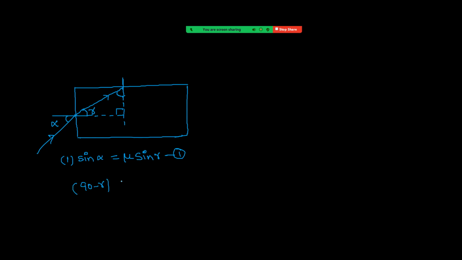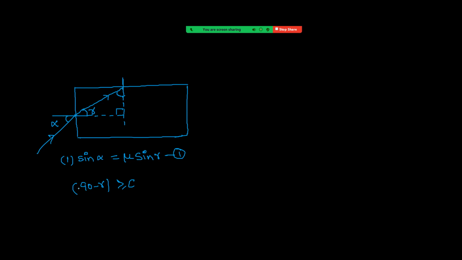Now this must be greater than or equal to c. Equal to in the sense slightly. Okay, means if this angle is slightly greater than c, it will undergo total internal reflection. Okay. Now see what we can do here.